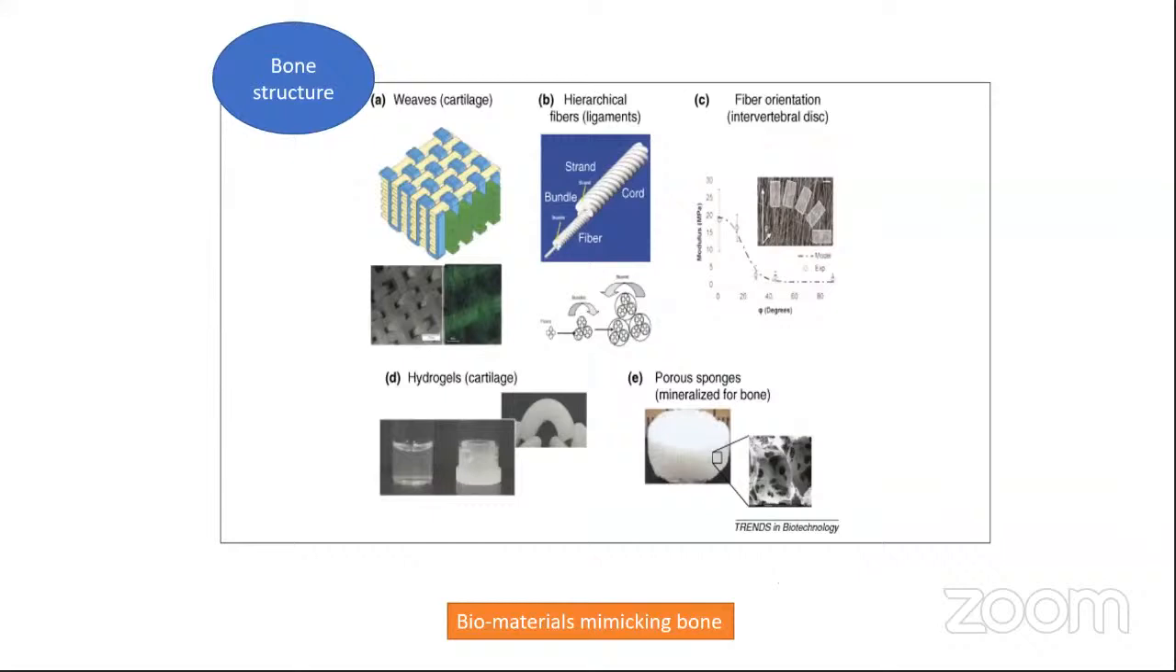Now, bone structure is again shown over here in much more detail, the bone structure and the different types of fibers, and bone implant materials are developed. So hydrogel for cartilages, porous sponges for bone, as well as fiber orientation and hierarchical fibers and waves, and different types of bone implant materials developed depending upon mimicking the bone using hydroxyapatite.